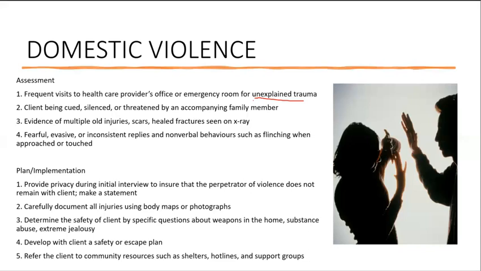Again, we want to carry out careful documentation of all injuries using body maps or photographs. Again, you want to get consent from the patient. Determine the safety of the client by asking specific questions, maybe about weapons in the home, substance abuse, is your spouse extremely jealous, and all of that. You also want to develop with the client a safety or escape plan. Okay, so we need to come and agree on how we can escape if we are in a tight zone or in a tight area. And you also want to refer the client to community resources such as shelters, hotlines, and even support groups.